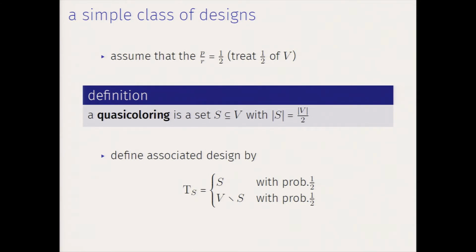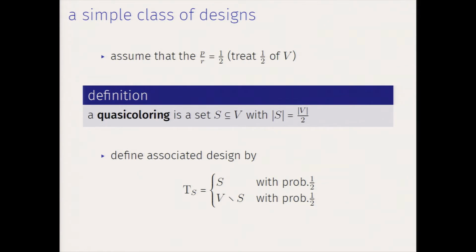Formally, I call a quasi-coloring a set of vertices that consists of half the nodes. The design, which I'll denote by TS, means that you treat S with probability half, and you treat the complement of S with probability half.